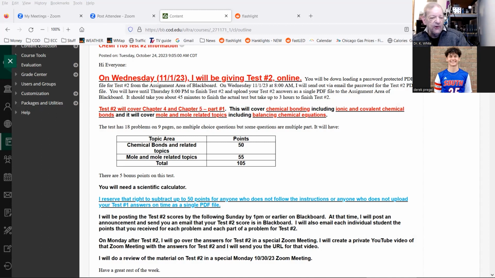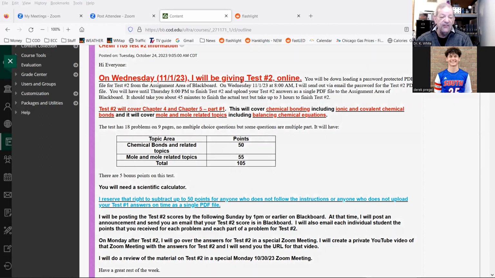Now, test number 2 will cover chapter 4 and chapter 5, part 1. This covers chemical bonding, including ionic and covalent chemical bonds, and it covers mole and mole-related topics, including balancing chemical equations. And it has 18 problems, 9 pages, no multiple choice questions, but some are multiple part.